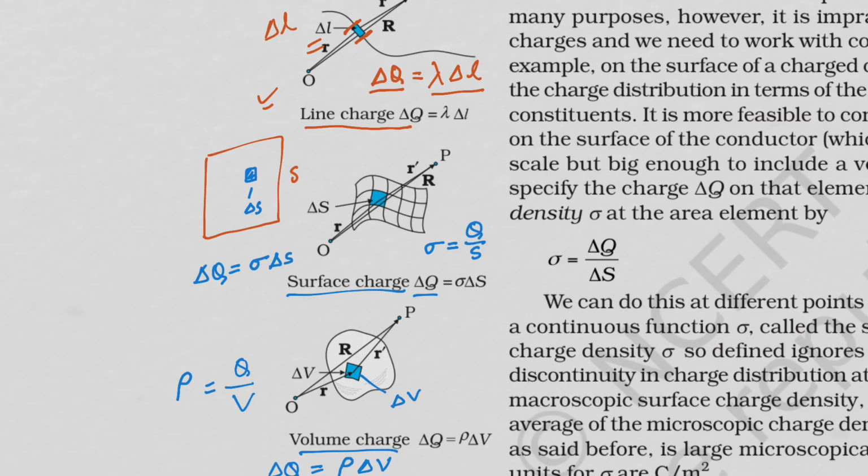For this new topic, the charge densities, we have different units assigned. For line charge density, that is lambda, the unit is coulomb per meter. That of the surface charge density, sigma, is coulomb per meter square. And that for the volume, rho, is coulomb per meter cube.